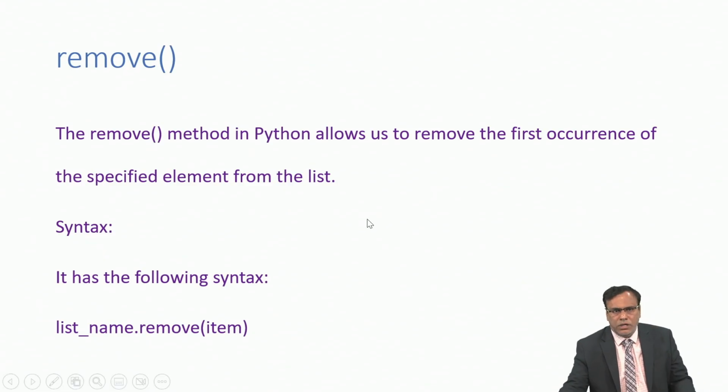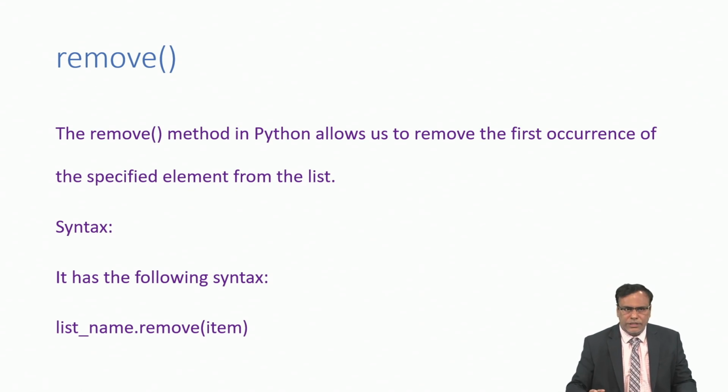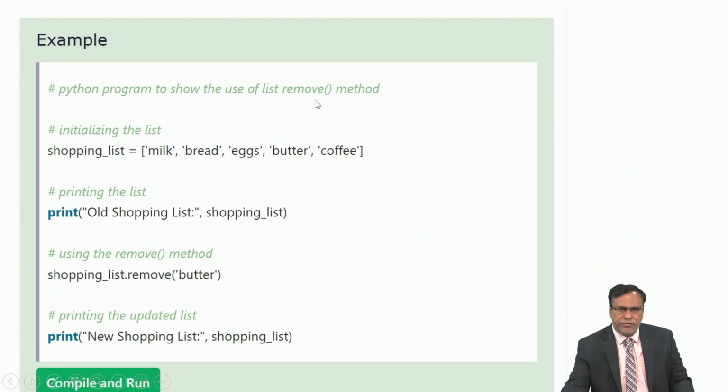In a list, you can have duplicate elements. Whenever you have duplicate elements and you try to remove that duplicate element, the first occurrence of that duplicate element in the list is going to get removed. Here you can find an example. This is the original list. It has 5 items, and from this list, I just removed some item.